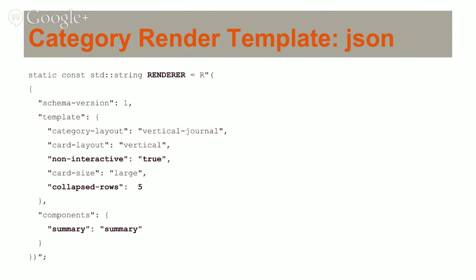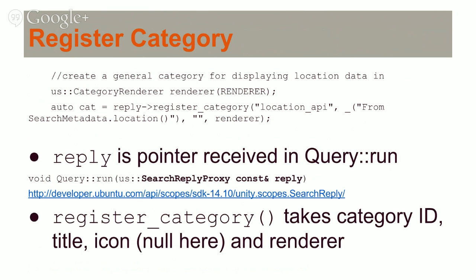So there we're defining the category, we're defining the template. And then before we can put results in, we have to actually create the category renderer and then register the category. So the first line there is we're creating the category renderer using the renderer string that we just defined. That's the JSON. And the second line of code registers the category.